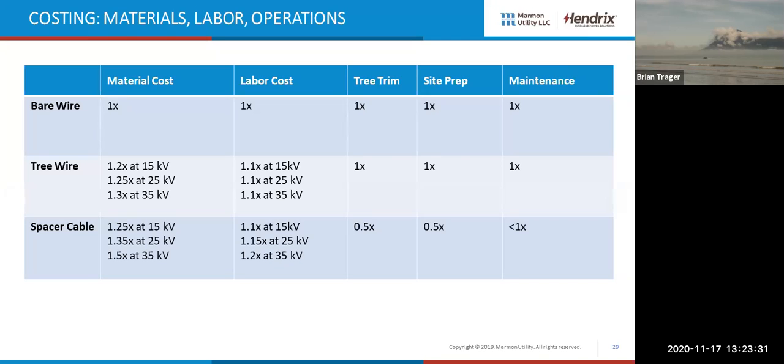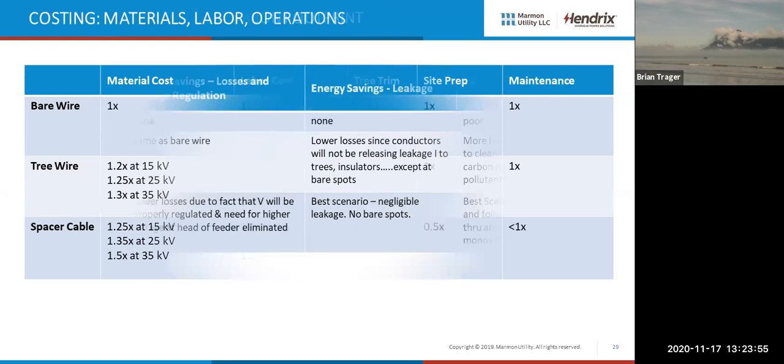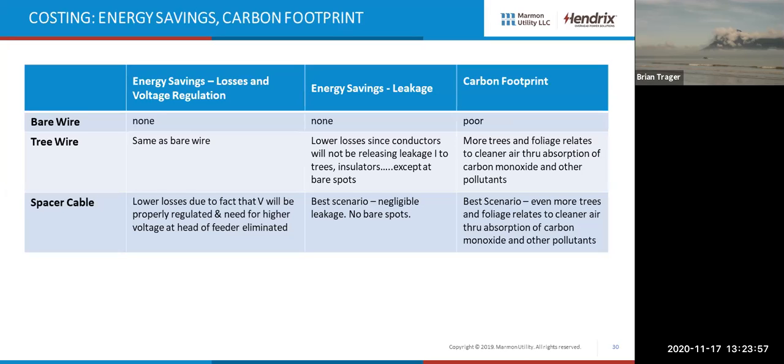Labor costs, maybe a 10% premium for tree wire over bare wire. Spacer cable might be a bit more. And then other numbers for tree trimming, site prep, and maintenance. But we're going to show you at the end of the presentation what we call the value calculator that is going to be able to make all of these calculations and do a return on investment business case for you. We were asked years ago to comment on energy savings.